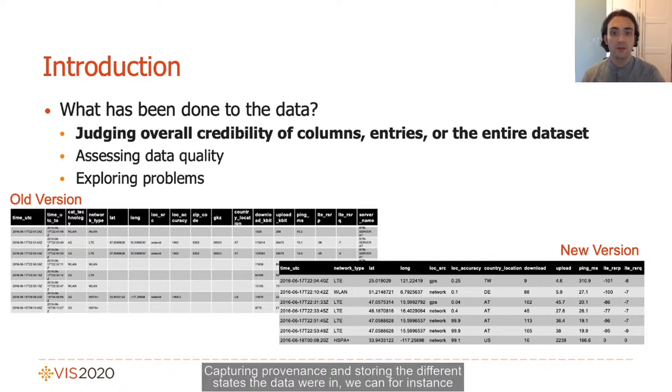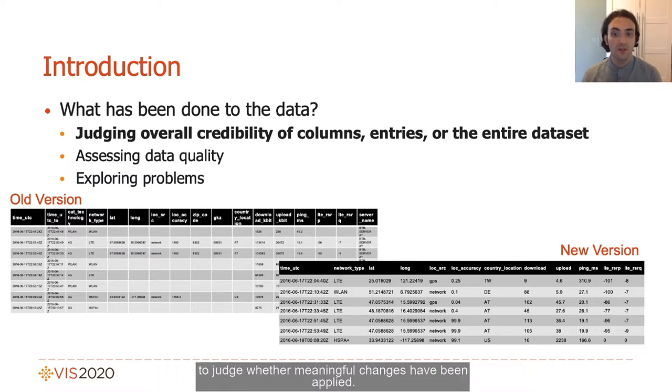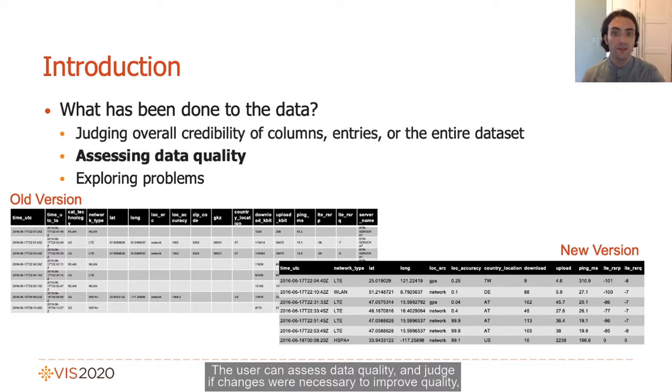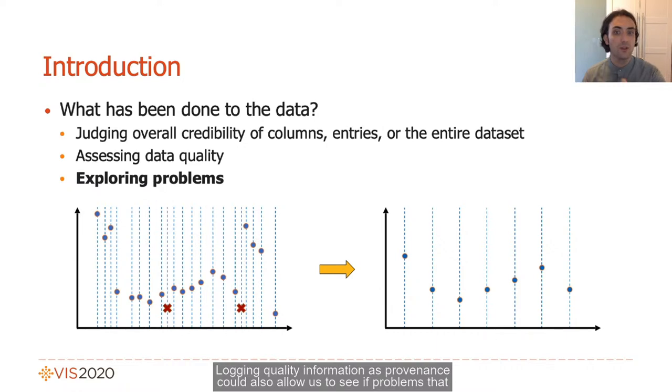Capturing provenance and storing the different states the data were in, we can, for instance, judge their credibility. A user could look at the old version of a dataset and juxtapose it with the new version of the same data to judge whether meaningful changes have been applied. The user can assess data quality and judge if changes were necessary to improve quality, for instance, removing rows from the data. Logging quality information as provenance could also allow us to see if problems that persisted in the data were already resolved, or if they still persist and need to be taken care of or accounted for in subsequent analysis.